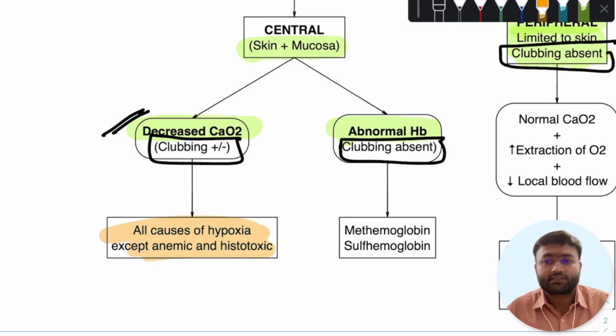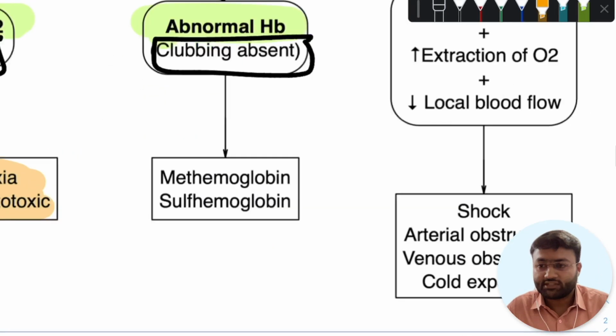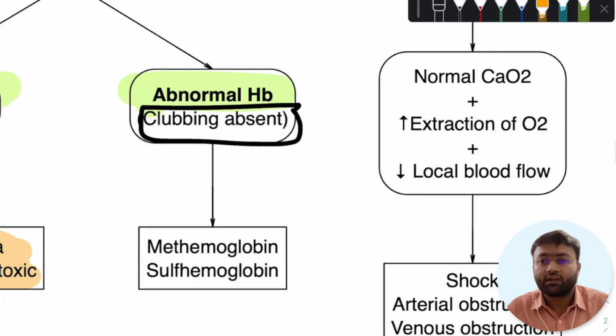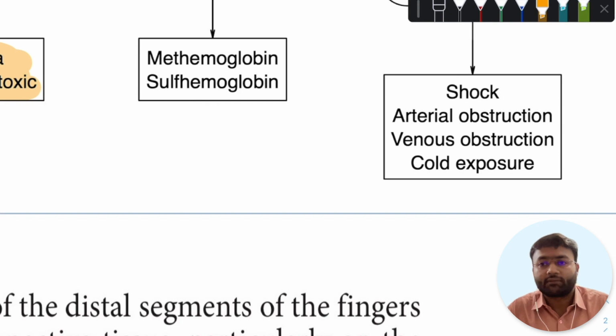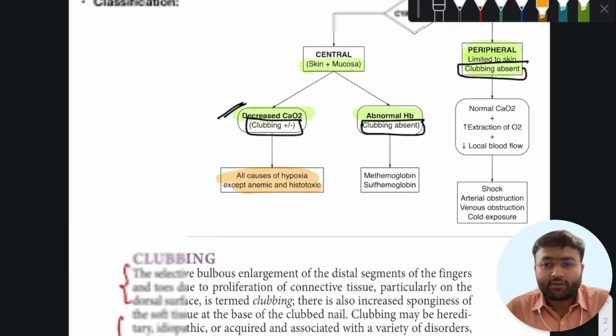That completes this discussion. So in the peripheral cyanosis, just remember the mechanism is related to a normal CO2 value along with an increase in the extraction of O2 plus decrease in the local blood flow, and that can be caused by shock, by arterial obstruction, by venous obstruction, or cold exposure. Read the textbook for gaining more perspective, and that summarizes this discussion.